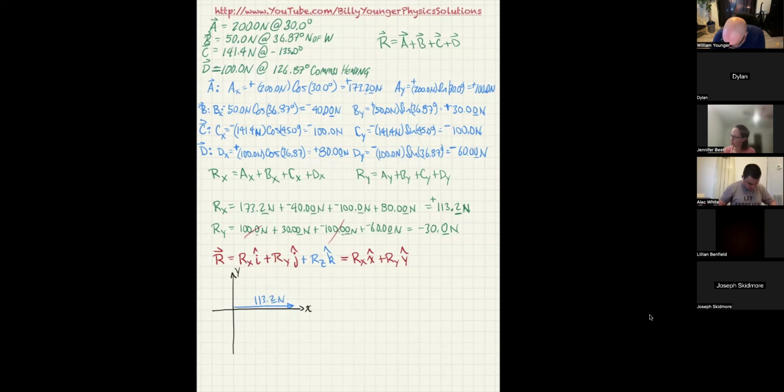So I want to make it roughly about the same size. 30 goes into 113 about 3 times, or actually about 4 times. So it's about a quarter of this guy. So I'm going to say this is roughly 30.0 newtons. And then I can write that the actual vector, the resultant vector R, is that vector right there. And that angle I'm going to call phi.